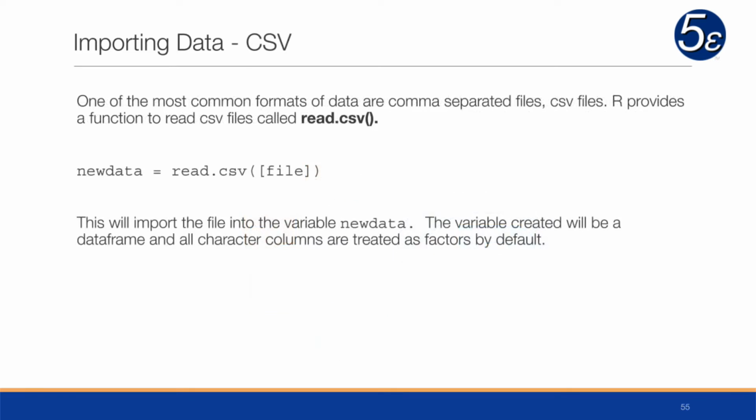We're going to focus solely on importing from a CSV or delimited file, because it's the most common way to import data. R provides an easy-to-use function called read.csv. What we'll do is we'll use the read.csv function and we'll pass in a file name. It will then import the file into whatever variable you assign it to. This variable created will be a data frame, and all of the character columns are treated as factors by default.